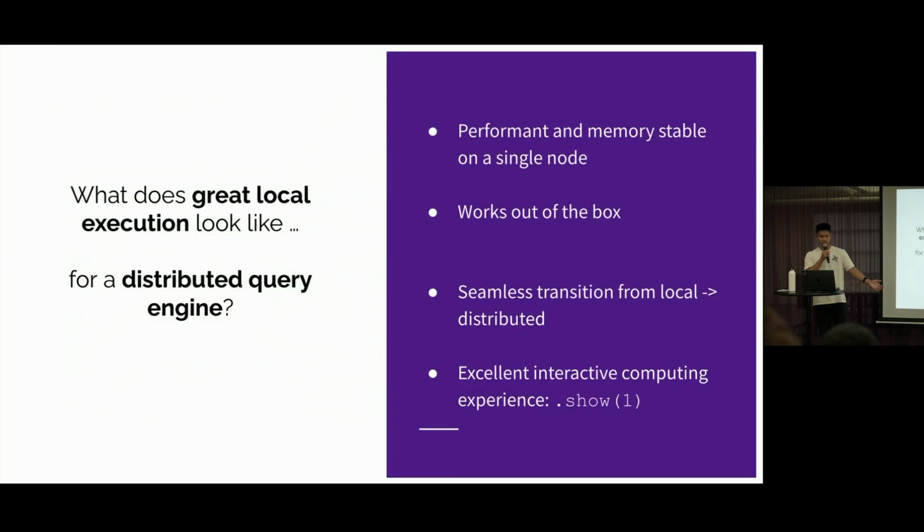So today we're going to talk about what great local execution looks like for a distributed query engine. One, it's got to be performant and memory stable on a single node. Two, it has to work out of the box. It means when you do a pip install getdaft and you run your query, that's it. You don't have to do any extra configs. You don't have to add any extra command line arguments.